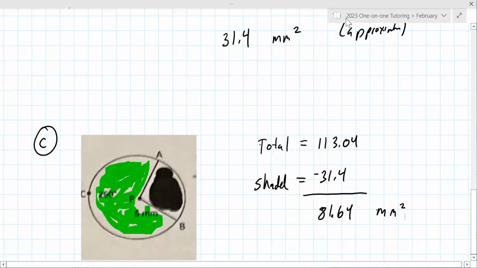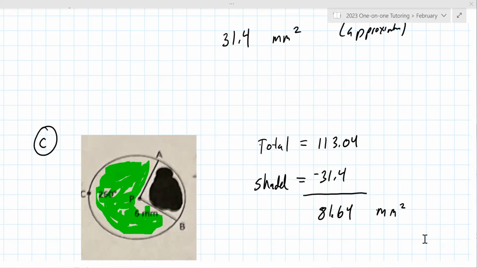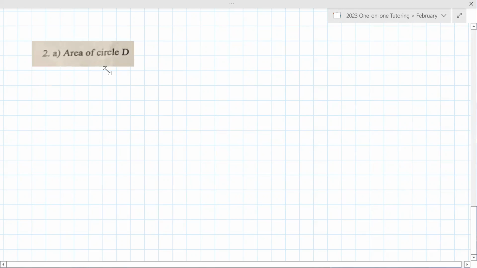All right, very good. So are you ready to do number 2? Okay. Number 2A is to find the area of the circle. I'll snip in the circle here so we've got a better look at it.